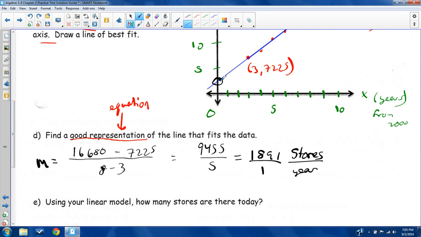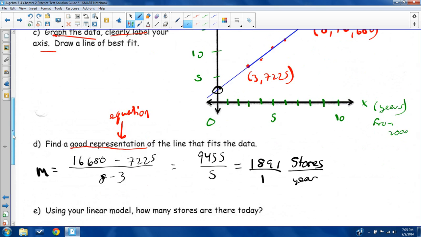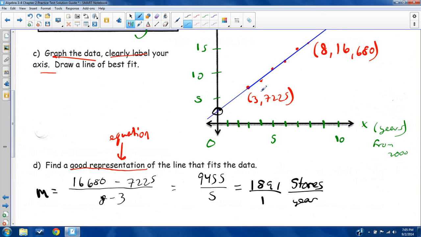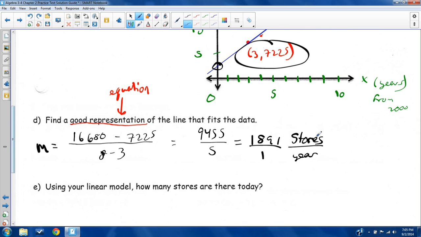We need to find out where this thing's crossing through in the year 2000. So what I'm going to do is plug in a point that I know, like this one. Remember I said pick the smaller point. Okay? Pick the smaller point. Plug that in. Let's do point slope form. You know what? Might as well. Let's have some fun with that.